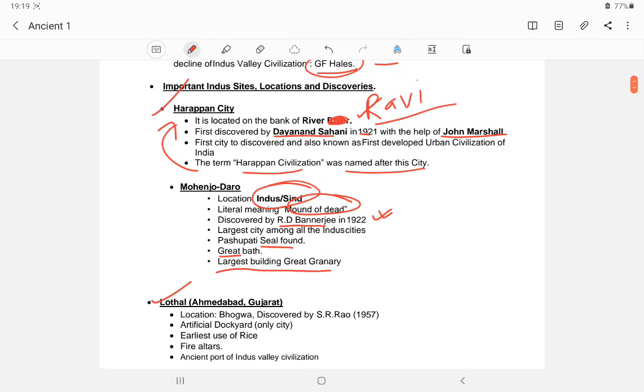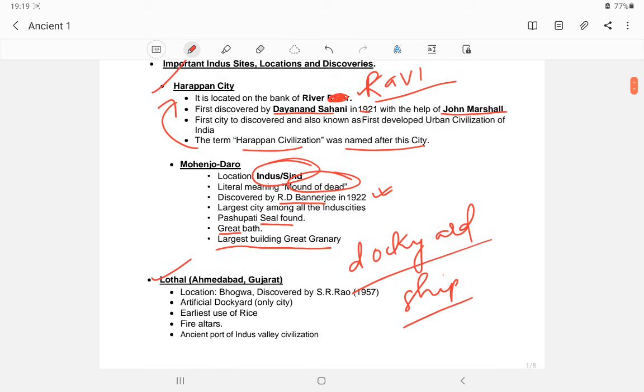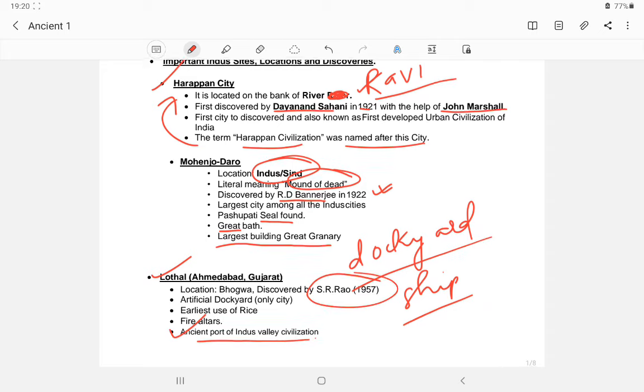Next, Lothal is important because it has a dockyard. A dockyard is a place for parking ships, so it is called a dockyard. It was the ancient port of the Indus Valley civilization, discovered by S.R. Rao.